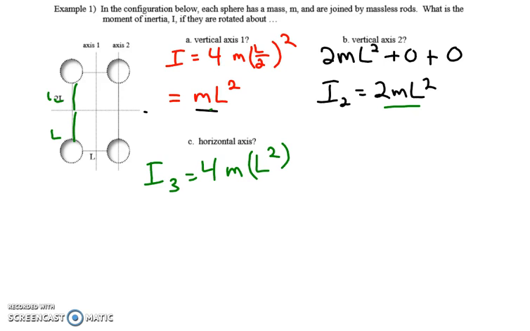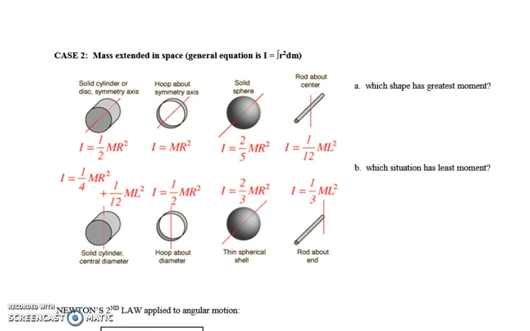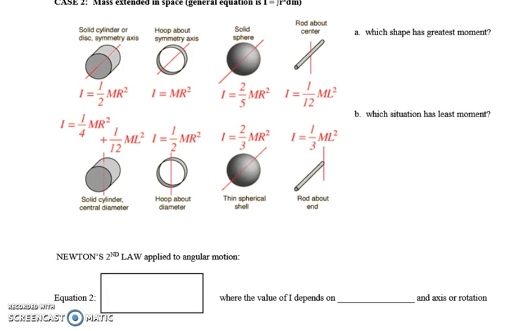Okay, now what if we have an object that is not a bunch of spheres connected together, but just a general shape, like one sphere that's trying to rotate about an axis, or a cylinder trying to rotate about an axis? All right, here we need calculus, and we're not going to do the calculus, but here in this chart, we see common shapes and different axes, and how their moments are calculated. Notice that they all have an mr squared component to it.